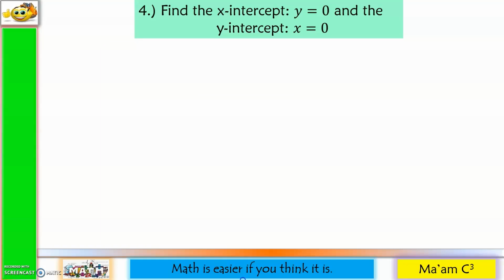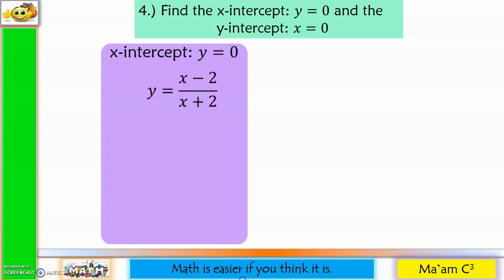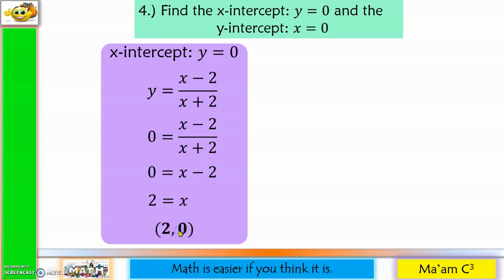Step 4. Let's start with the x-intercept. Let's have the given, and let us replace y with 0. So 0 equals x minus 2 all over x plus 2. To solve for x, cross multiplication: 0 times x plus 2 is 0, equals x minus 2. Moving negative 2 to the other side, we have 2 equals x. Our x is 2, our y is 0. Therefore, our x-intercept is (2, 0).